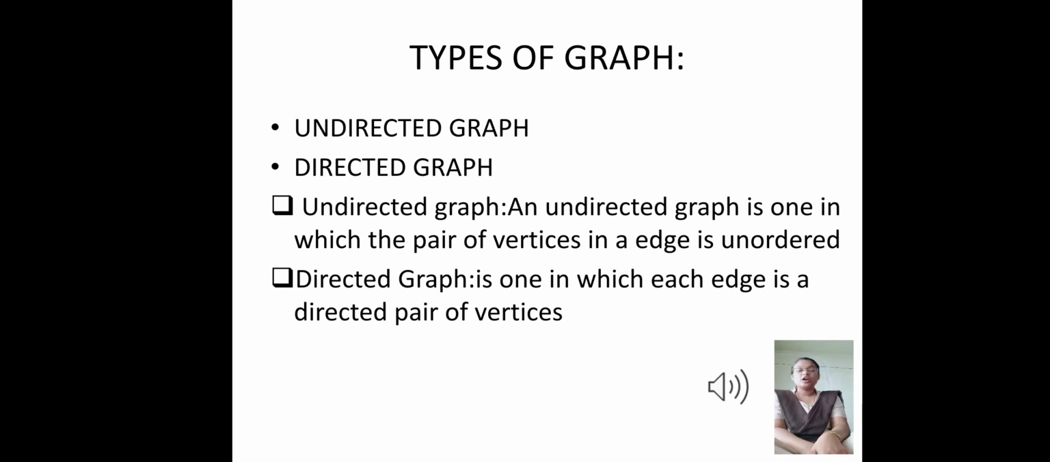In this, we are going to see the types of graph. Basically, graphs are of two types: undirected graph and directed graph. An undirected graph is one in which the pair of vertices in an edge is unordered, that means the direction is not defined. A directed graph is one in which each edge is a directed pair of vertices, which means the direction is directed toward a specified vertex.